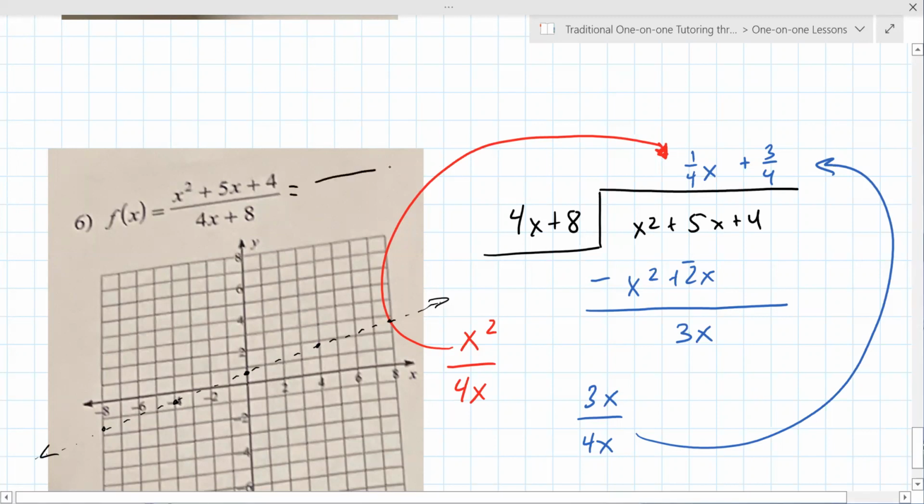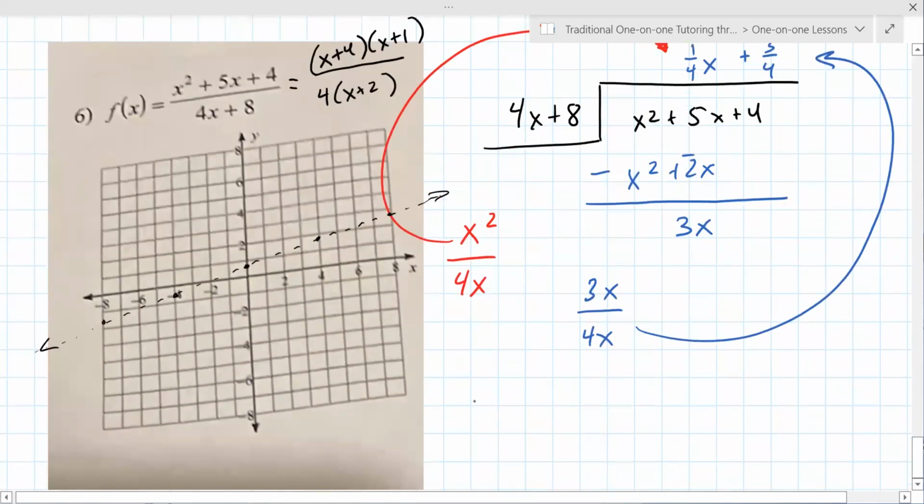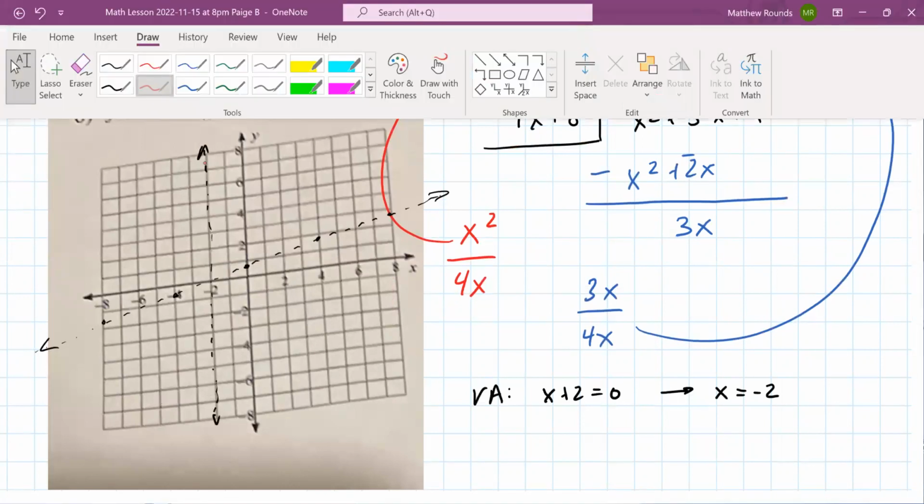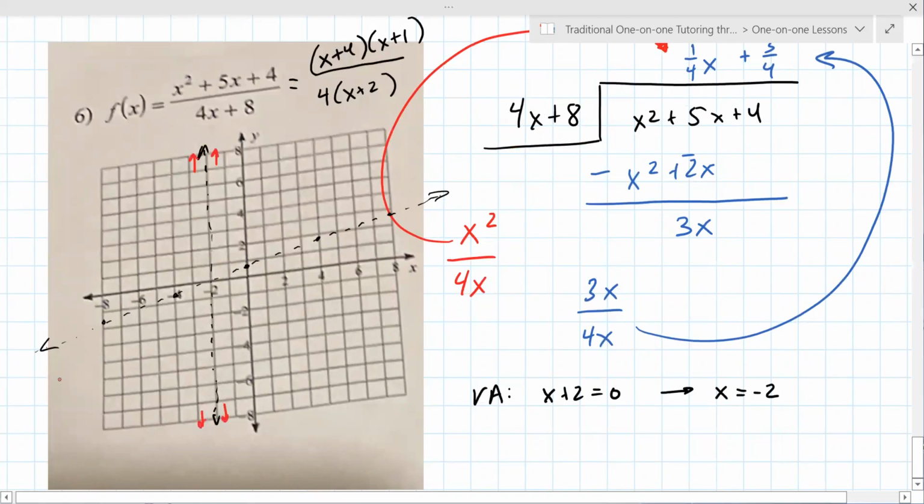Now, could you factor the numerator for me, please? It would be x plus 4, x plus 1. Very good. Now, vertical asymptotes are where the bottom equals 0. You just set the x term equal to 0. So the vertical asymptote in this problem is when x plus 2 equals 0, or x equals minus 2. And this is when I would draw those little arrows that I've been doing in the previous problems.